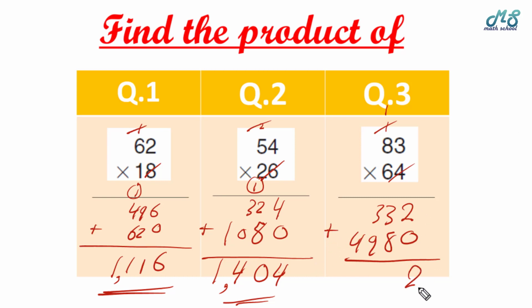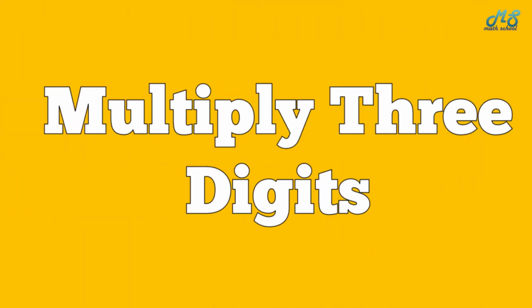2 plus 0 equals 2. 3 plus 8 equals 11. Write 1 and carry 1 over 3. It will be 4. 4 plus 9 equals 13. Write 3 and carry 1 over 4. It will be 5. Now the product is 5312. Next, multiply 3 digits.